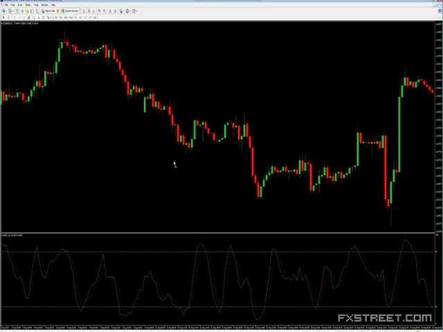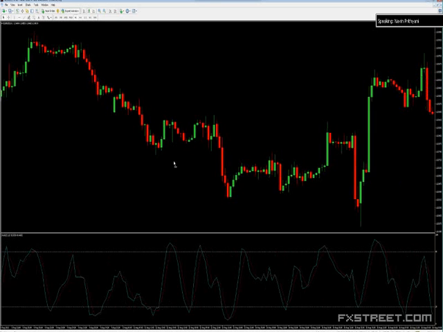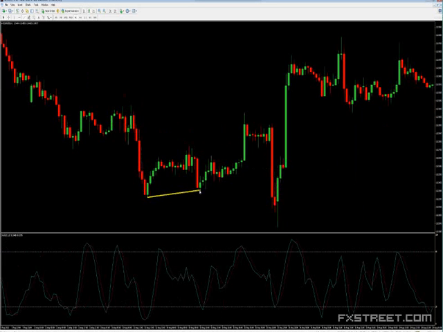Okay, this is how you check. Take a look at these lows. This low to this low. The markets were slightly higher, right? When the markets came down here, it was slightly higher. When you check your indicator, you also see that it was slightly higher.